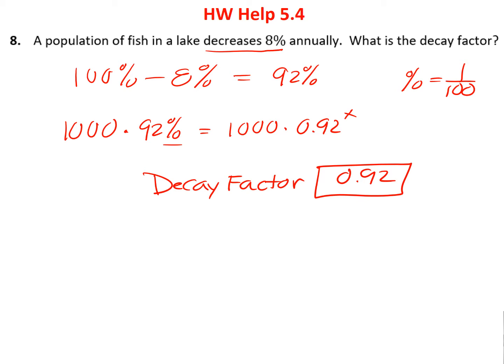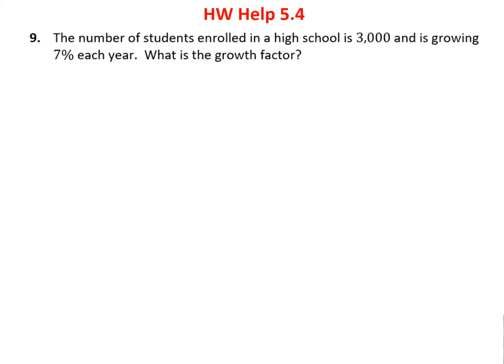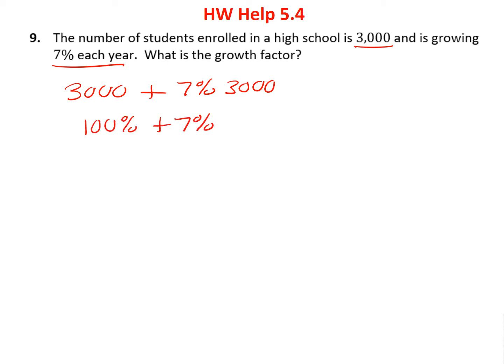That's my decay factor. In problem 9, the number of students enrolled in high school is 3,000, and it's growing 7% each year. What's the growth factor? In this case, we start with 3,000, but we're going to add 7% of 3,000. Okay? And that's how we would find the next one. In other words, what's my growth factor? I start with 100%, and then I'm going to add 7%.